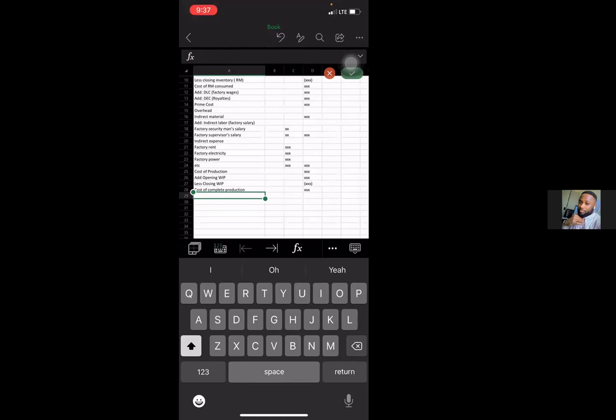So, if you want to know your cost of complete production, you have your prime cost, you add overhead, all right? You add opening work in progress and then you less closing work in progress. It's as simple as that. And you all know that after goods are produced, you transfer goods from the factory to the warehouse, all right? And at the warehouse, you have sales.